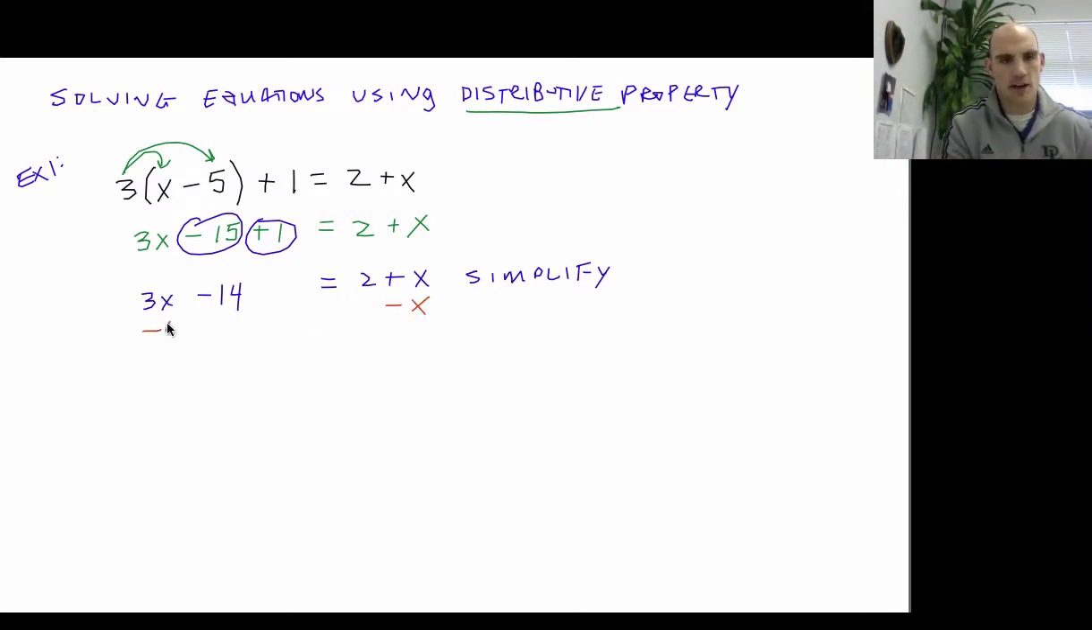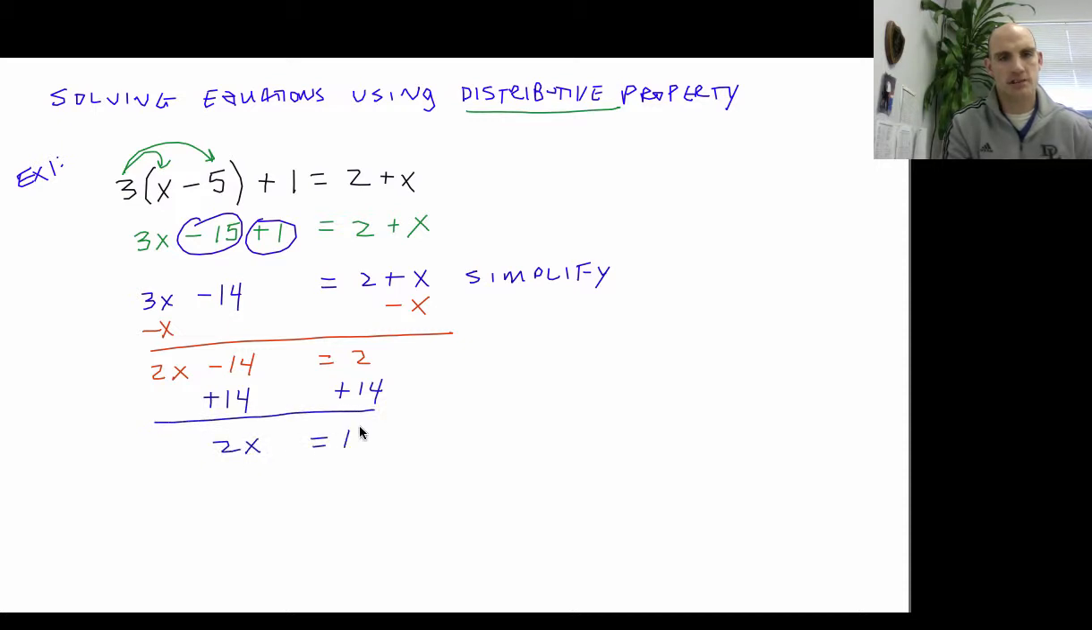So I'm going to subtract x from both sides. That'll keep everything in the positive realm. 2x minus 14 equals 2. Okay, so that was more simplification. And so now I need to get my x by itself. So let's do a little bit of work here. Add 14 plus 14. 2x equals 16.